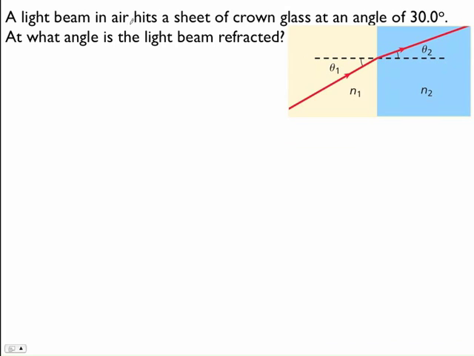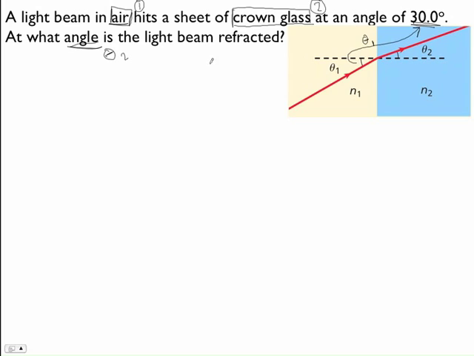So in this problem, we're saying that a light beam hits a sheet of crown glass. So this light beam is in air. So that's our first medium. And it's hitting a sheet of crown glass. So that's our second medium. And it's hitting at an angle of 30 degrees. So we're going from air to glass. This one right here is our 30 degrees. So this is our theta 1. Okay, and then we want to know what angle the light beam is refracted, and that's theta 2.